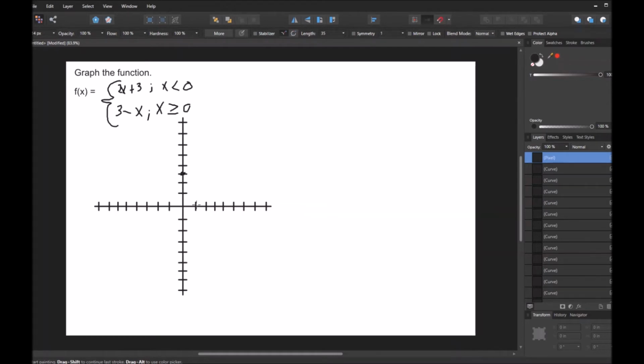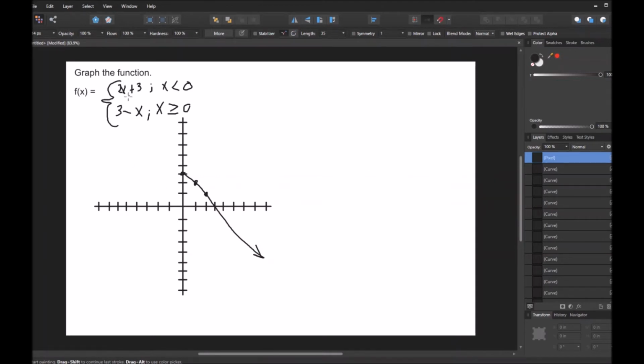And then if we go greater than 0, 3 minus 1, for example, is 2. And if we plug in 2, 3 minus 2 is 1. And so really this is just going to be a negative slope. It's just going to be a linear function with a slope of -1. So it's going to look something like that.